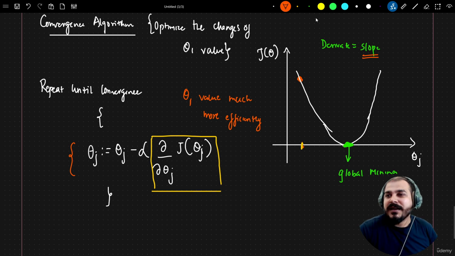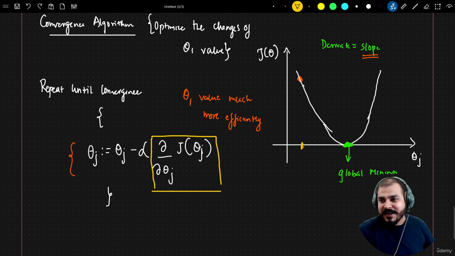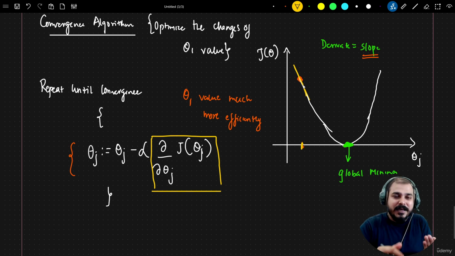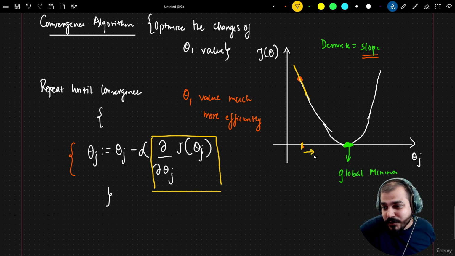So for this particular point, in order to calculate the slope, we create a tangent line like this. Let's say we are creating this tangent line. Now, when we are creating this tangent line, first of all, you need to look at the right side of the line, because one important thing we need to find out is whether it is a positive slope or a negative slope. If we are able to find that out, then we will understand whether we have to reduce our theta j value or increase our theta j value.